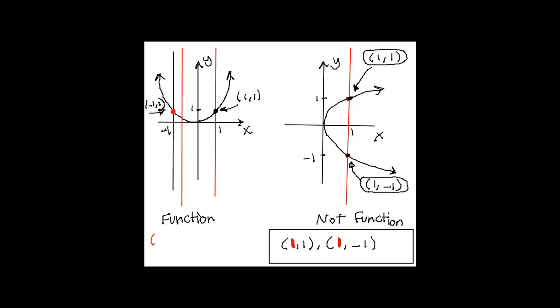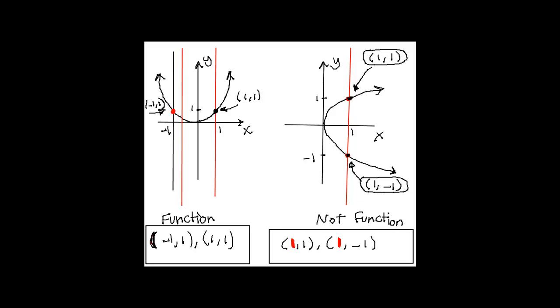Whereas the other one, the points that I have: the first point is -1 and 1, and the second point is 1 and 1. As you see, they are not sharing the same number for x. They're sharing a number for y, which is okay, because those are 2 different points.